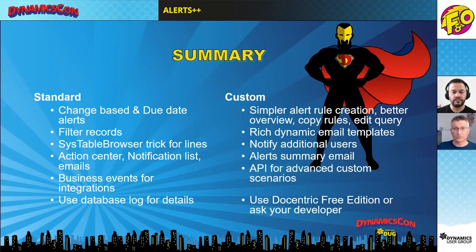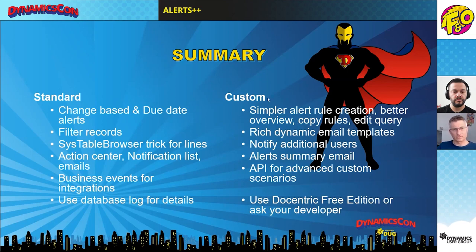So let's summarize what we have seen. We have seen change-based alerts and due-based alerts. We have seen how to filter records and to apply the alert on a filtered data set. We have seen sys-table tricks for lines and subgrids, Action Center, notification list, the legacy form, the standard emails. We have seen business events for integration. And when you need to know more about the changes, you check the database log for the details.